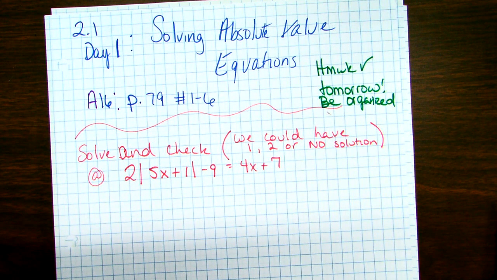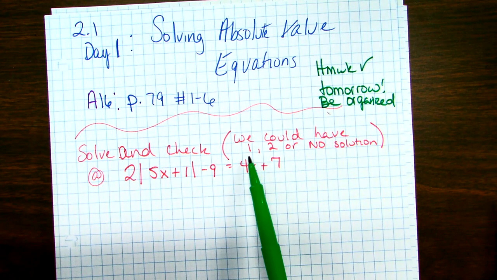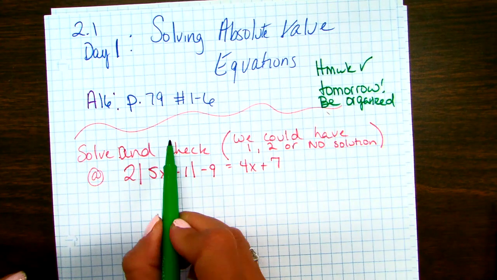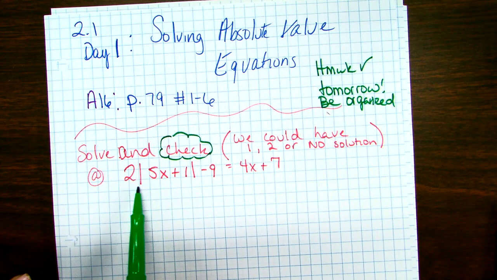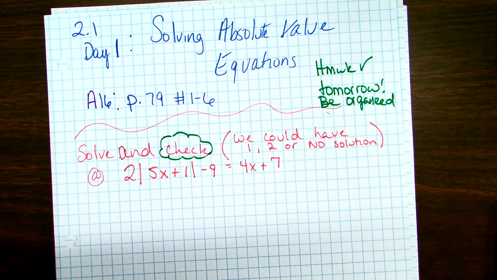So what we're going to do is solve an absolute value equation. It's pretty simple, okay? This is nothing to be stressed about, but we need to go over it. You could have 3 different solutions. You could have 1 solution, you could get 2 solutions, or you could get no solutions. That's why we have to check it. If we didn't check it, we would have 2 solutions every single time. But when we check it, sometimes they don't work in the original equation, okay?